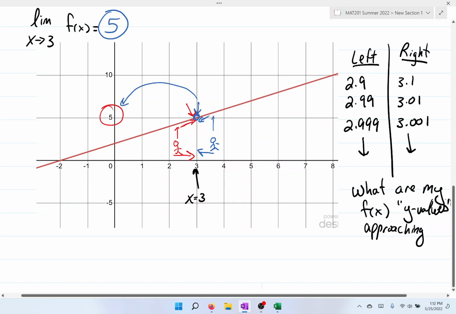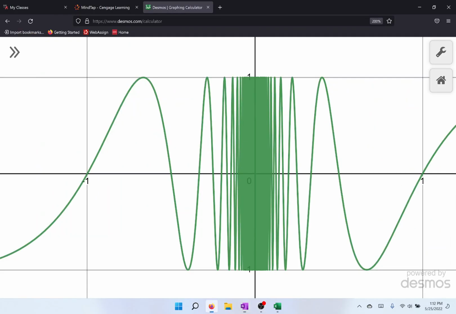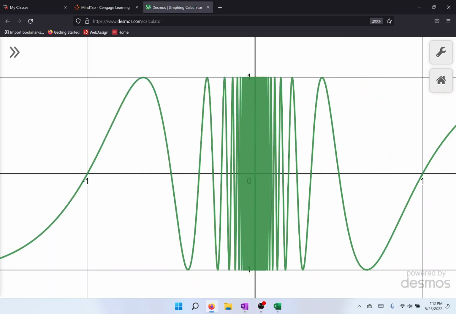Okay, so graphing is a really powerful tool, but we do got to be careful because sometimes it actually can harm us tremendously. So let me give you an example of what I'm talking about here. We're going to go back to Desmos, and here's another graph. Now, this is the graph sine of pi over x. And already you can see something really bad is happening.